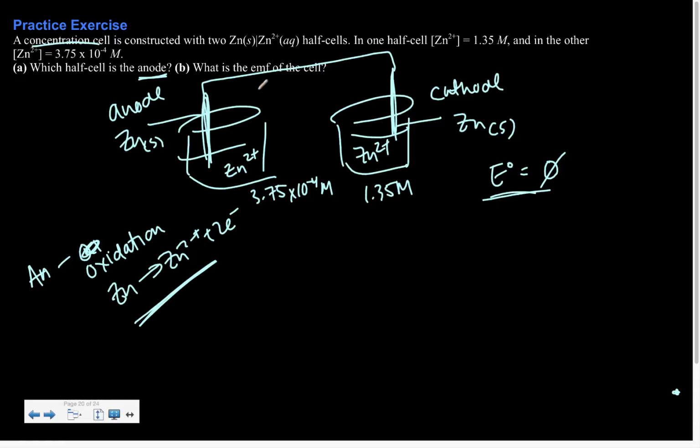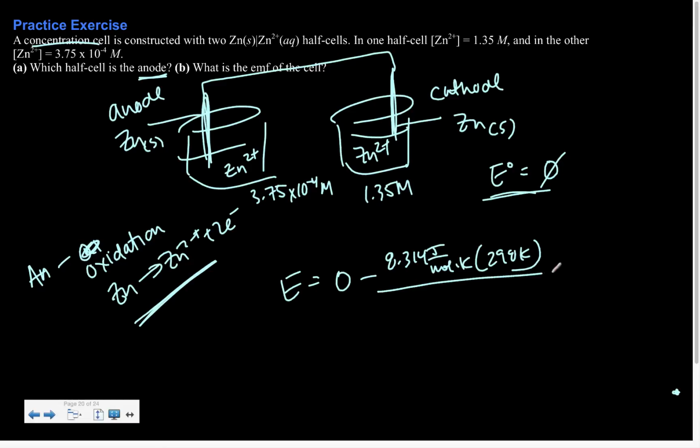And then, so the EMF of the cell, right, so E naught is 0, but the EMF of the overall cell would be E equals 0 minus RT over N. What's N in this case? All right, 2 electrons, 2 times 96,500 times the ln of products over reactants, right?